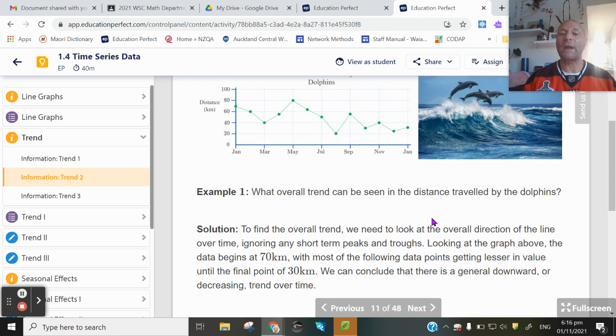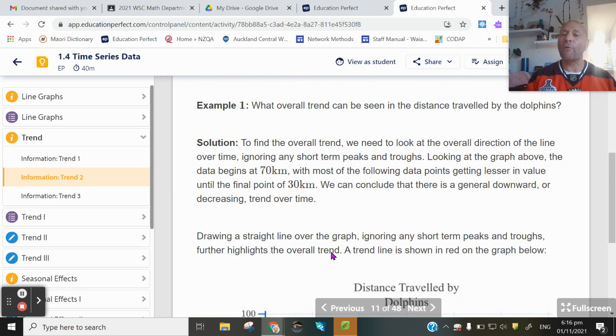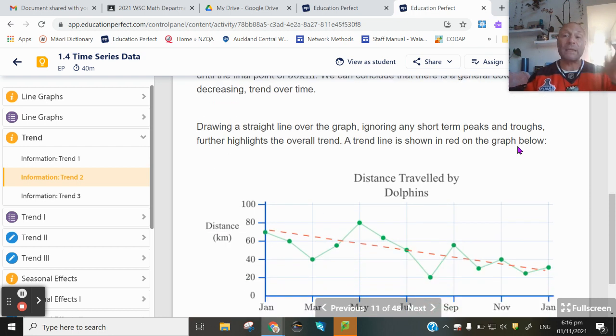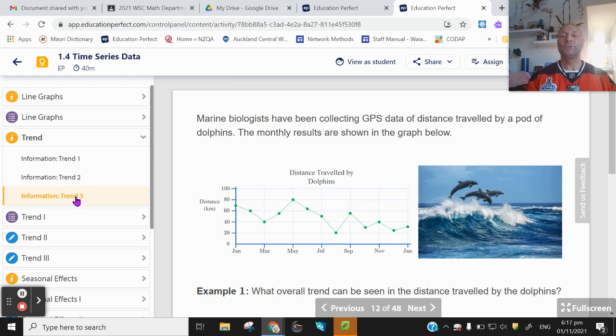And looking at the above graph, the data begins at 70 kilometers, while most of the following data points get lesser in value until the final report of 30. We can conclude there is a general downward or decreasing trend over time. Drawing a straight line over the graph, ignoring any short-term peaks and troughs, further highlights this overall trend. A trend line is shown in red. And using the data analysis and trend line, we can conclude that for the 12-month period the data was collected, the dolphin pod is traveling, and that is a decreasing trend.